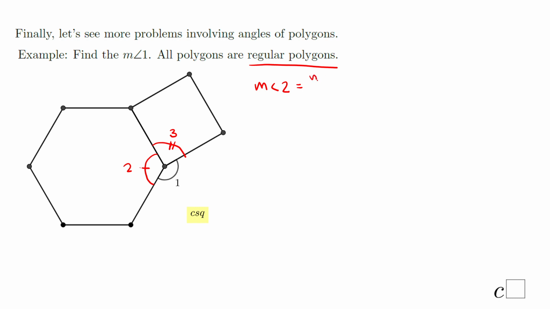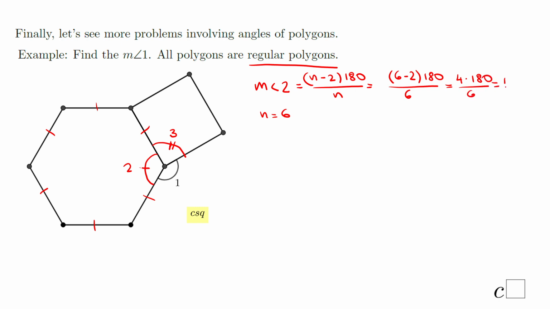So I'm going to use the formula that we had before, n minus 2 times 180 over n. In this case, n is 6. Yes, we have a hexagon here. 1, 2, 3, 4, 5, 6 sides. So this becomes 6 minus 2 times 180 over 6. 6 minus 2 is 4. 4 times 180 over 6. So that will be 120 degrees. That is the measure of angle 2.